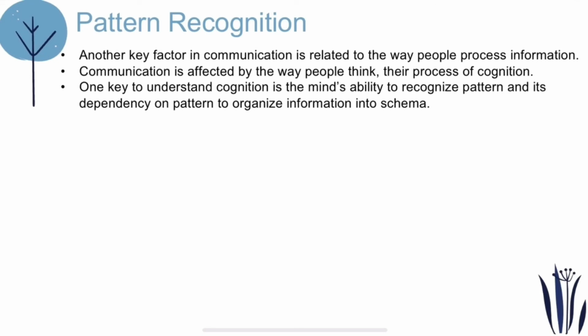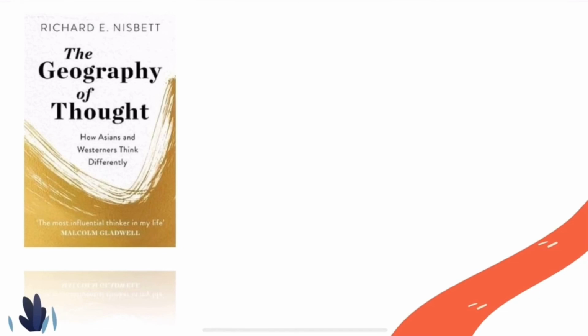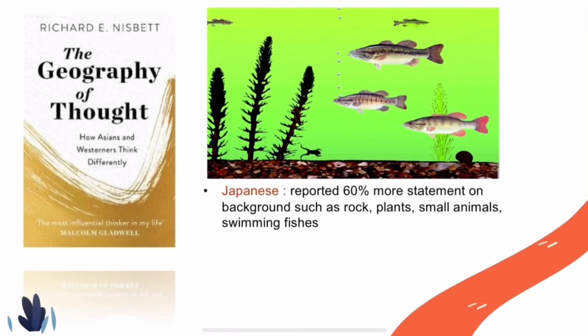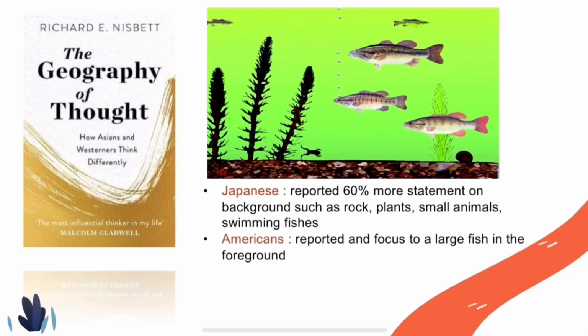Moreover, there is a book named The Geography of Thought by Richard Nisbett, showing an experiment between Asians and Westerners on how they think and perceive in different patterns. As a result, Japanese participants reported 60% more on the background, such as rocks, plants, small animals, and swimming fish. However, Americans reported and focused on a large fish in the foreground instead.